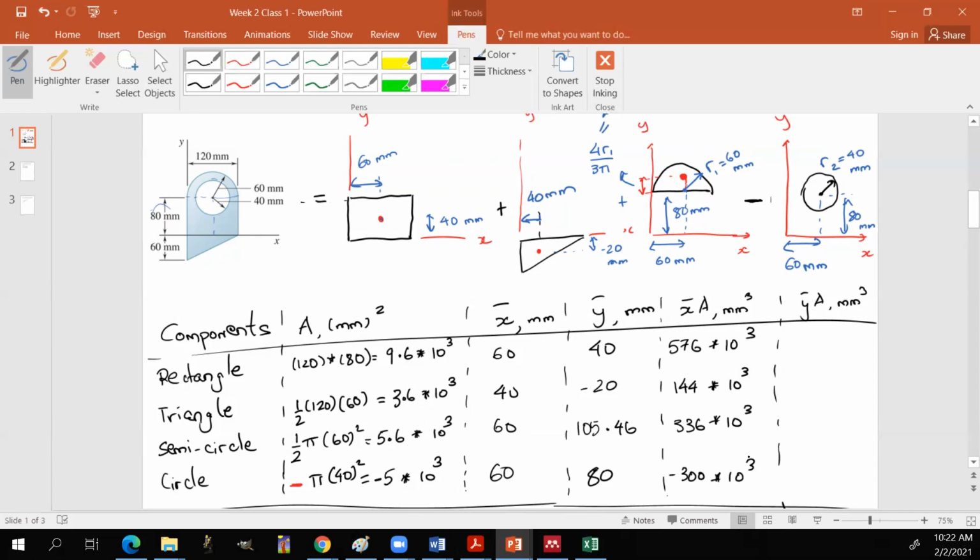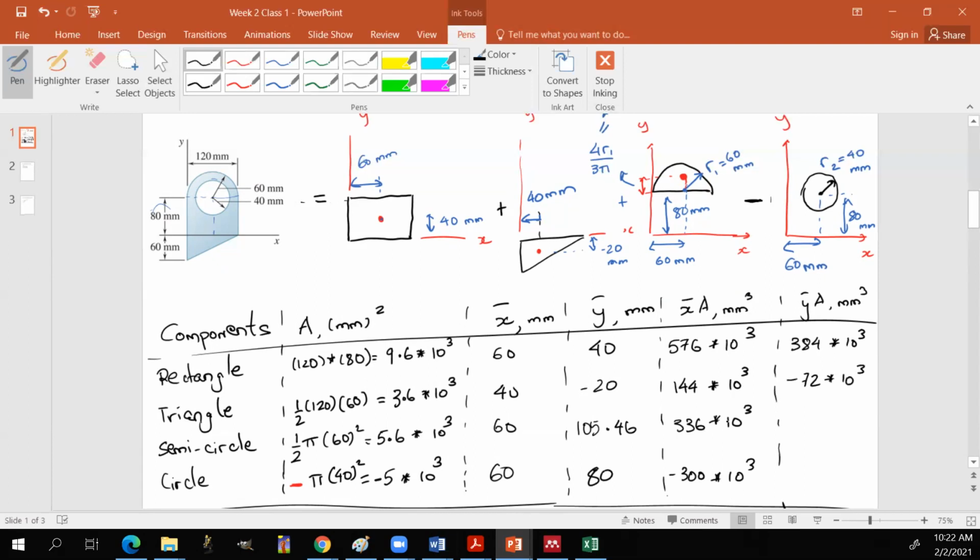All right. Similarly, let's do the y one. So for the rectangle, what's your first moment? 384 times 10 to the third. What's the triangle? 20 times 2.6. That's a quick one. Minus, so it's a minus sign here. So minus 72 times 10 to the third.